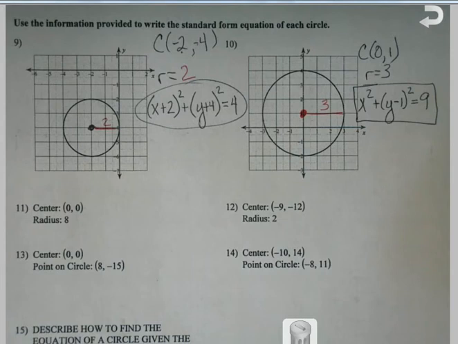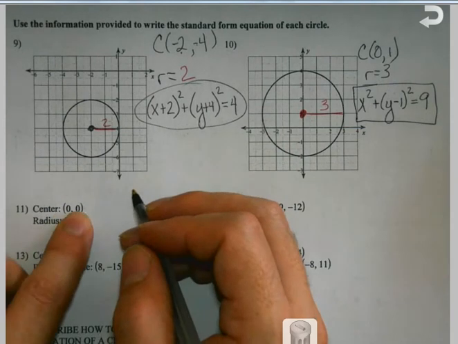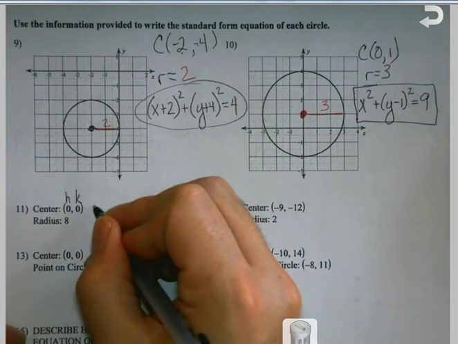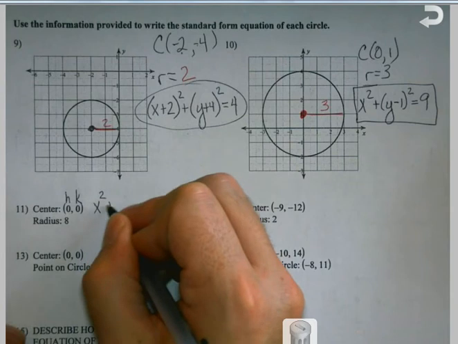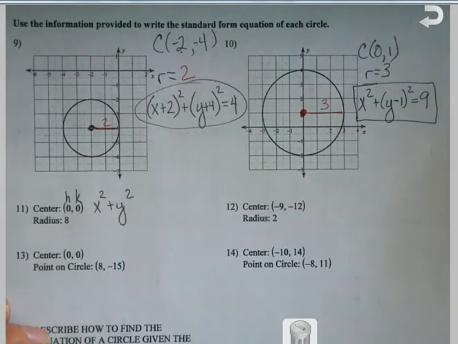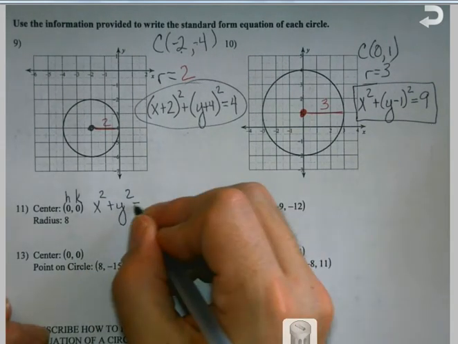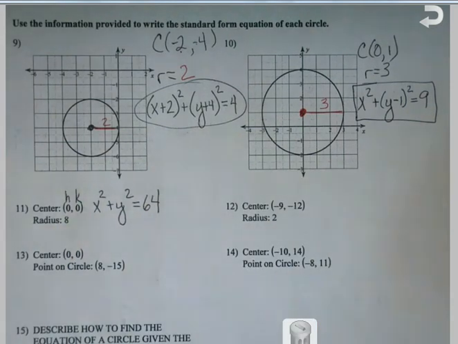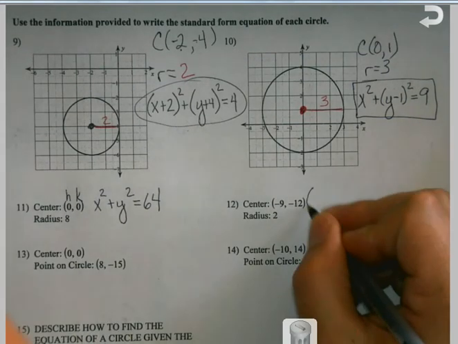And if they're nice enough to give us the center and the radius, well, that's even better. Because you're like, okay, center (0, 0). Here's my h and k. I don't have either of them, so it's just x squared plus y squared. But don't forget to square your radius. So we'd have 64. So you're kind of at a point now, you're like, okay, this is easy. I'm just kind of rolling here.